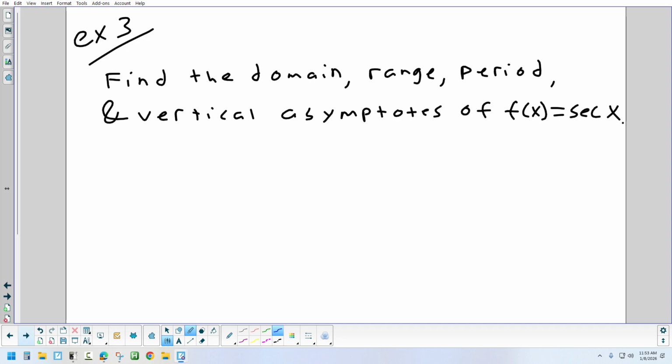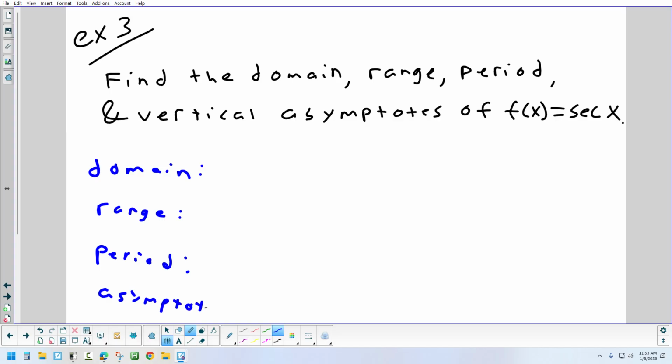So let's try this one. Find the domain, the range, the period, and the asymptotes. Okay, let's start with the asymptotes because that we can just look up in our chart. What are the asymptotes of secant? Okay, go to your table.